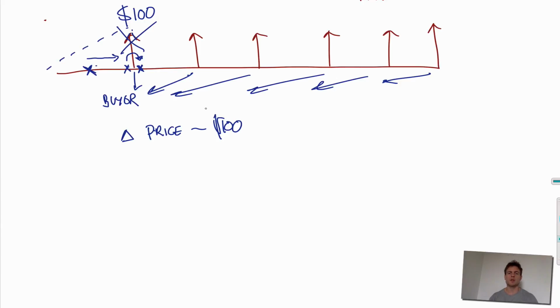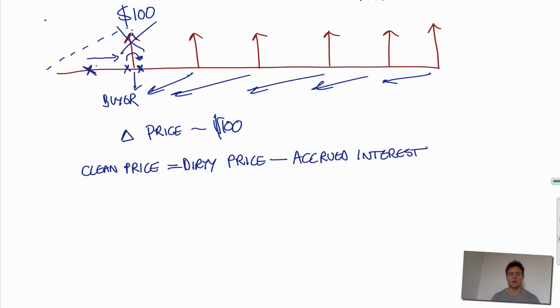So in order to find a clean way to report the price of a bond, what is done is we take the dirty price and we calculate a clean price from it. And the clean price is the dirty price minus accrued interest. And that's very important. Conversely, dirty price is equal to clean price plus accrued interest.